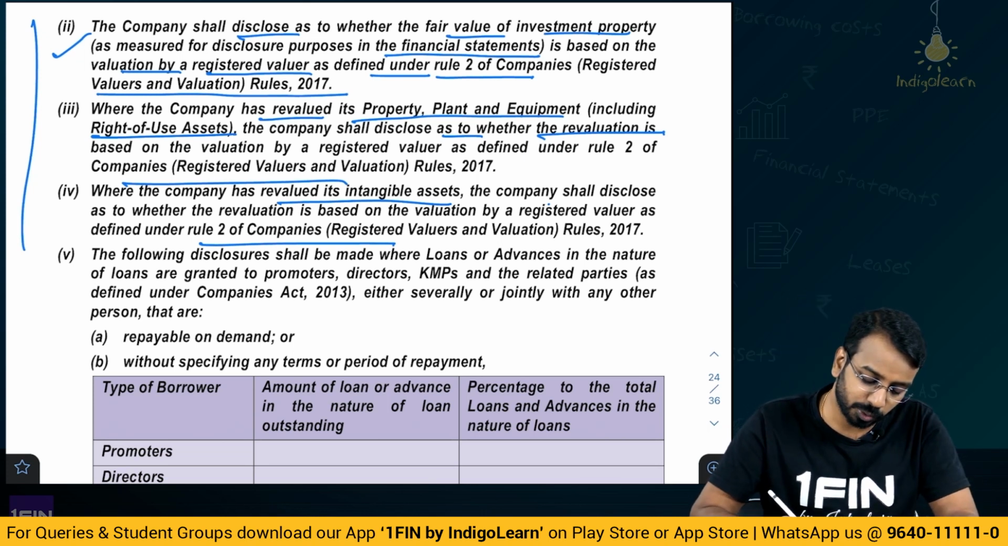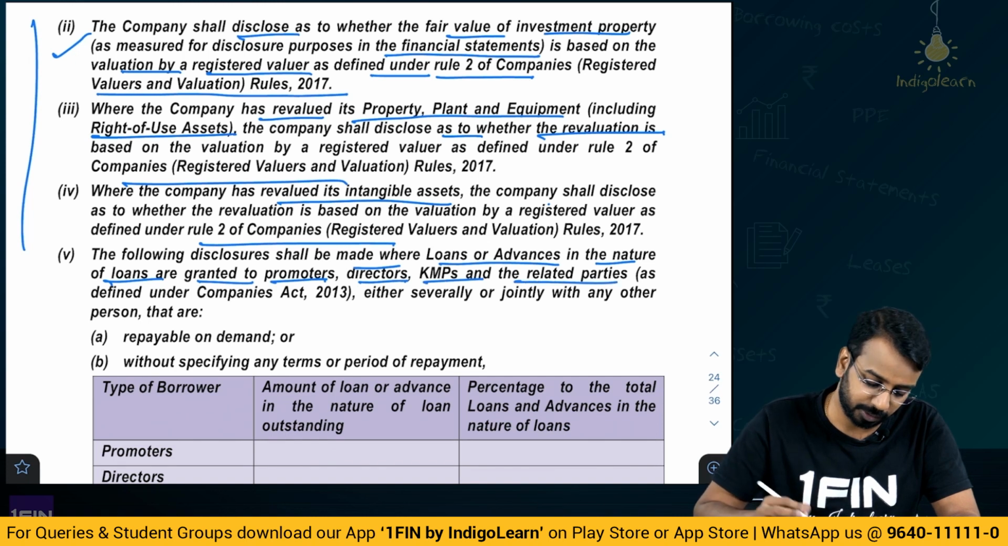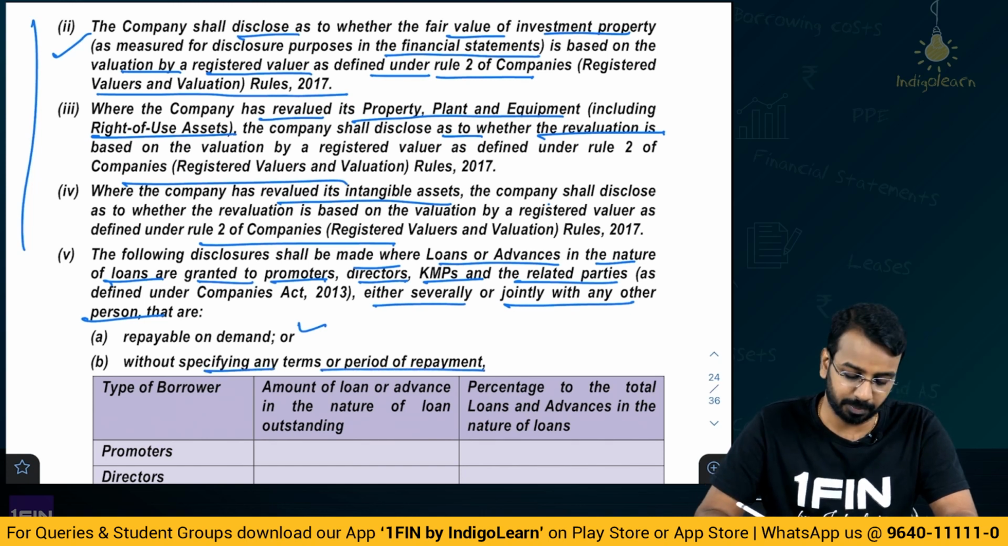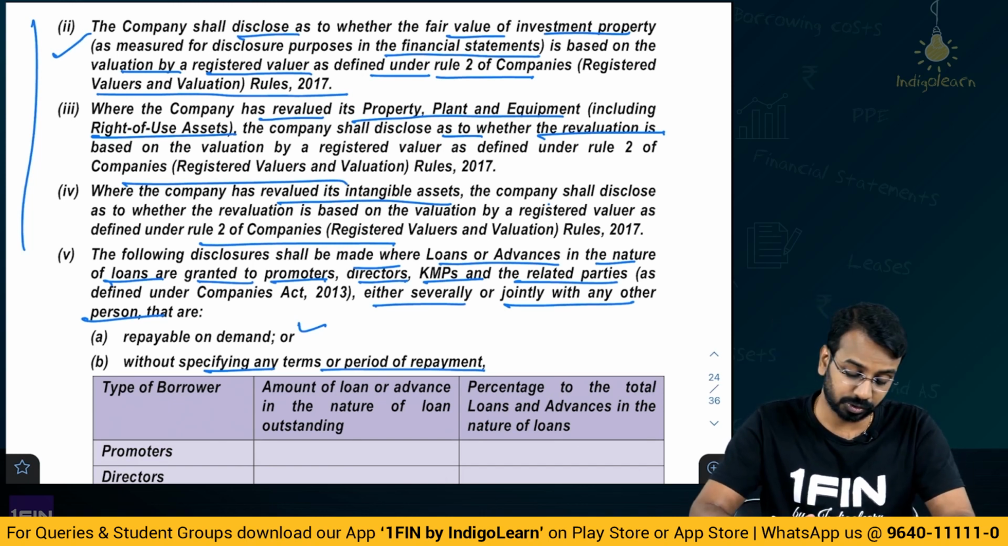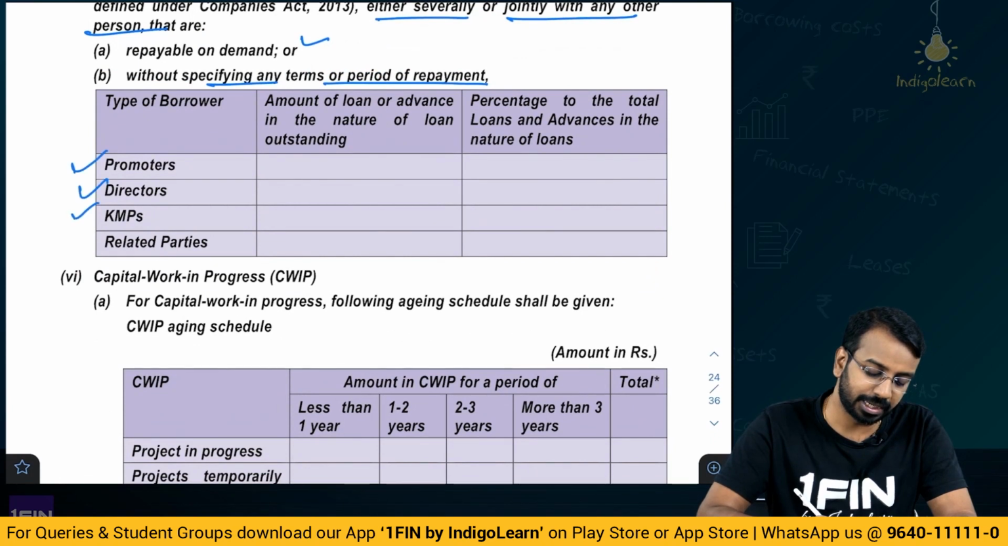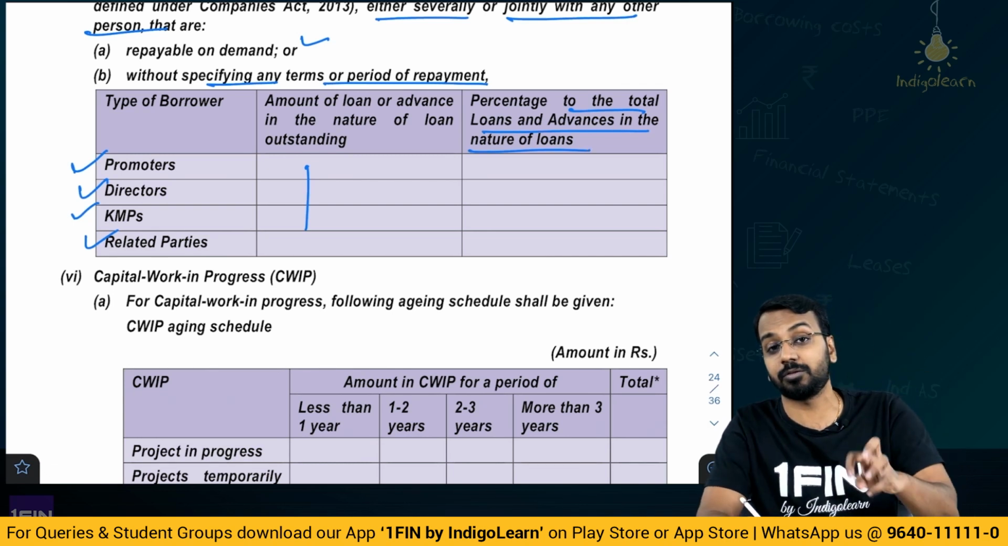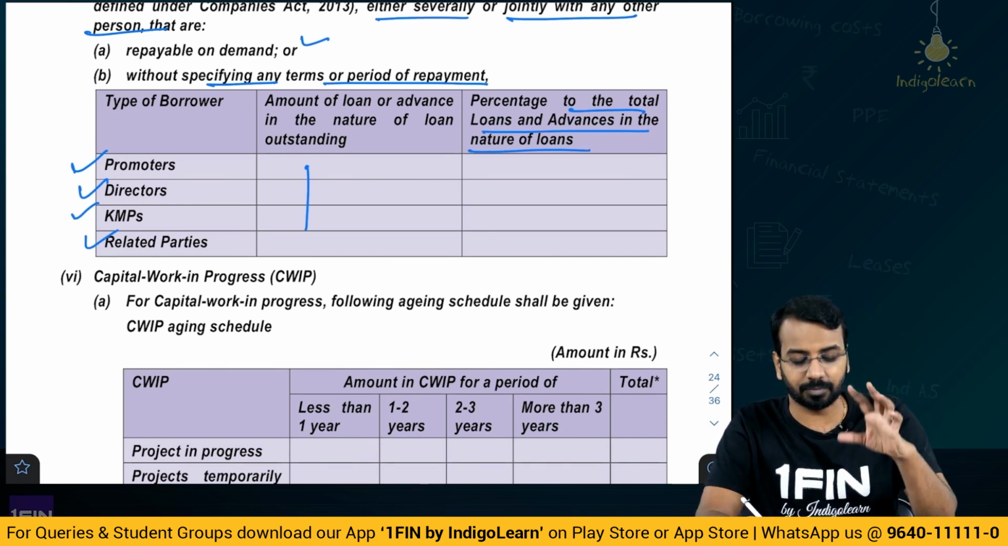Then the following disclosure shall be made where loans and advances in the nature of loans are granted to promoters, directors, KMPs and other related parties, either severally or jointly with any other person, that are repayable on demand or without specifying any terms or period of repayment. So if the company has given a loan without specifying the tenure or repayable on demand, then you have to disclose who is the borrower, promoters, directors, KMP, related parties, the amount of loan outstanding, and the percentage to the total loans and advances in the nature of loan. So how much percentage of the total loans and advances are outstanding from these parties.